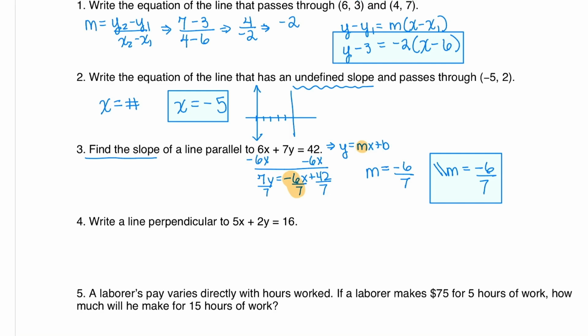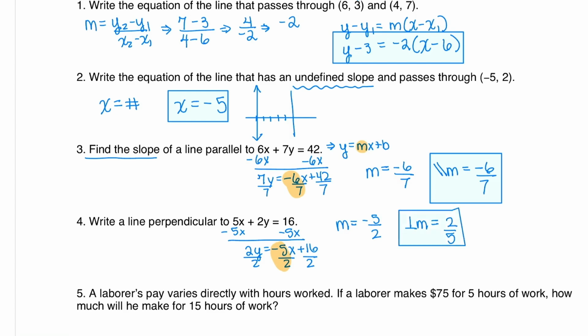Number 4, write a line perpendicular to 5x plus 2y equals 16. We have to do something similar here. We need to still solve this equation for y, and then we're going to extract the slope from that. So let's go ahead and subtract 5x from both sides. Now we're going to divide everything by 2. So again, we're only concerned about this slope here for the perpendicular line. So our regular slope is going to be negative 5 halves. That means our perpendicular slope is going to be the negative reciprocal, which is going to be positive 2/5.